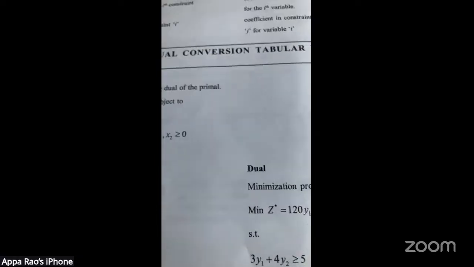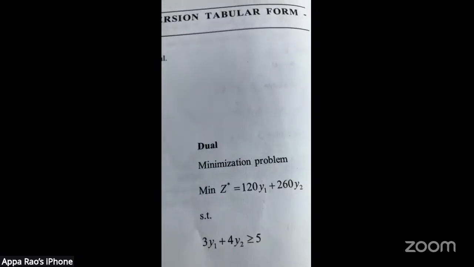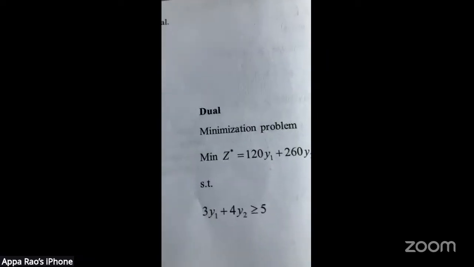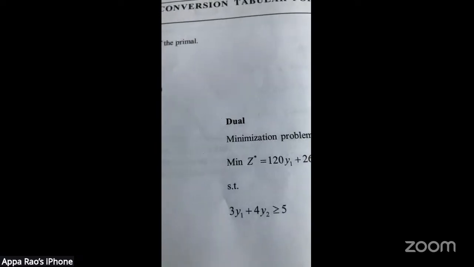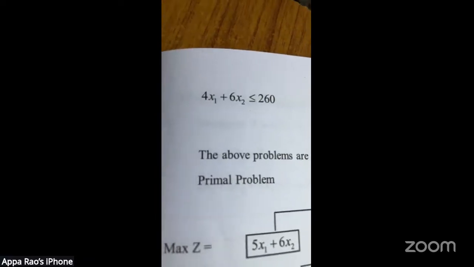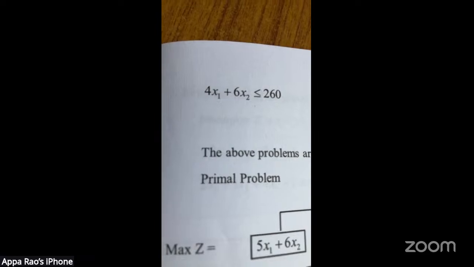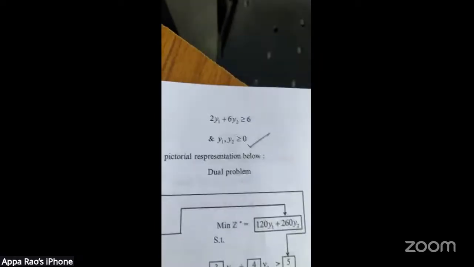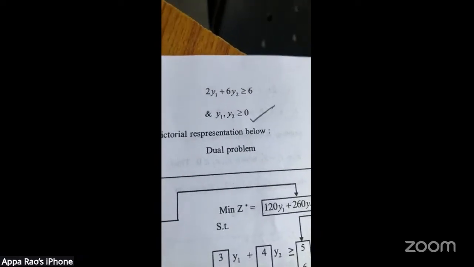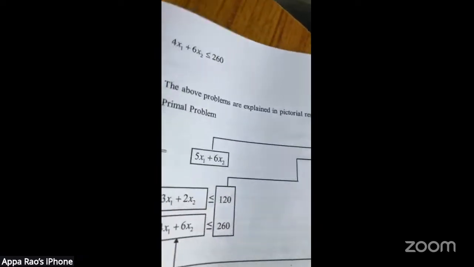In dual, what will we write? Maximization means minimization problem. So min z star equal to 120 y1 plus 260 y2 such that 3y1 plus 4y2 greater than or equal to 5, then 2y1 plus 6y2 greater than or equal to 6, and y1, y2 greater than or equal to 0.